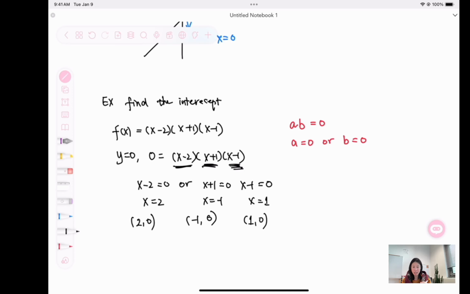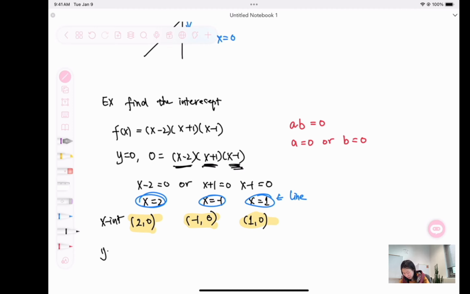Remember that an intercept is a point, so you need to write it in point form. When we solve it, we just solve for the x-coordinate. x equals 2 is not a point. This is a line. If you want to draw this on a coordinate plane, it's a vertical line. All right, so that's the x-intercept.